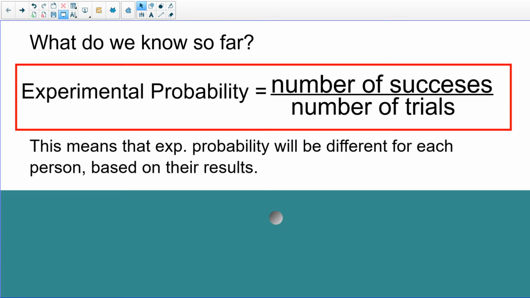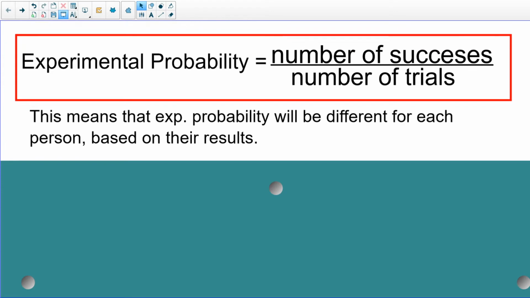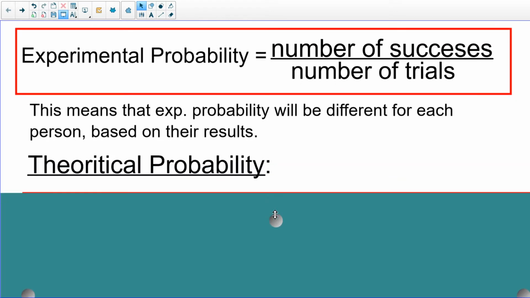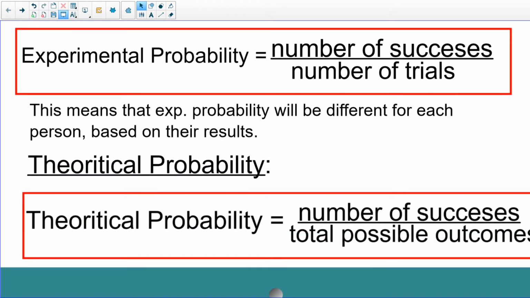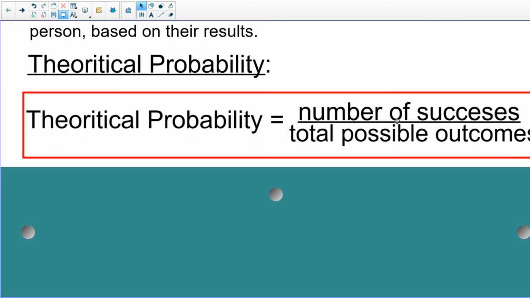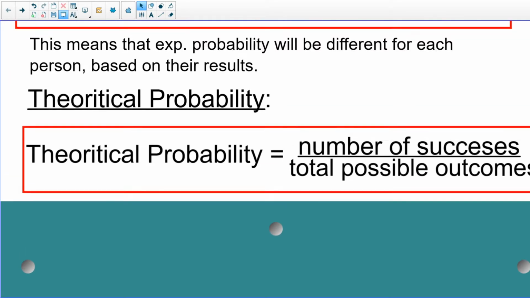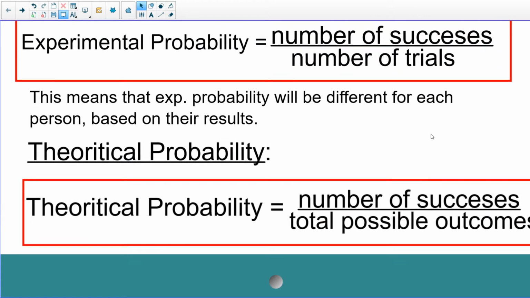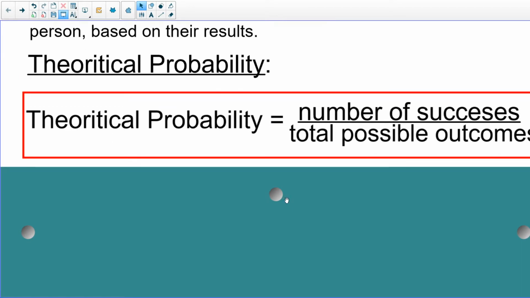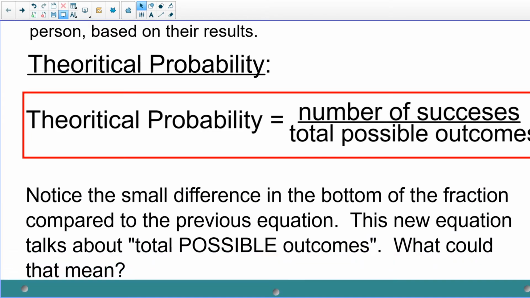Now, the thing is, there's another type of probability which is called theoretical probability. And with theoretical probability, what we measure is very, very similar to experimental probability, but you'll notice that the denominators are different. Here it's the number of trials. Here it's the total possible outcomes. And what this does is it makes this kind of probability, so I'm just mentioning here to notice that small difference.